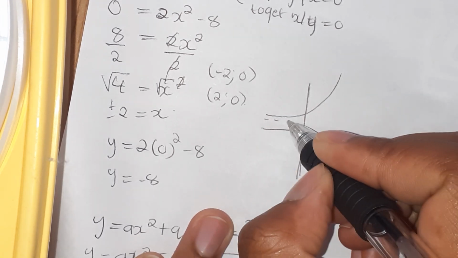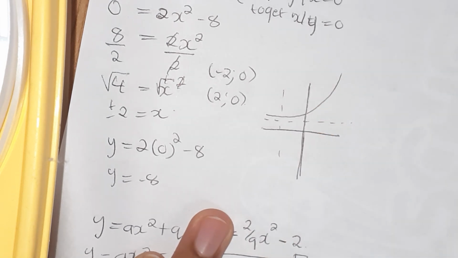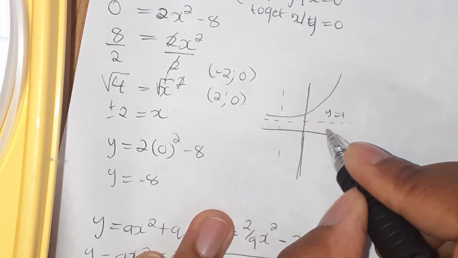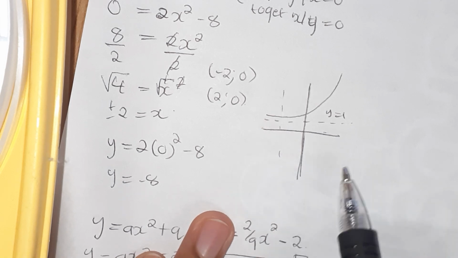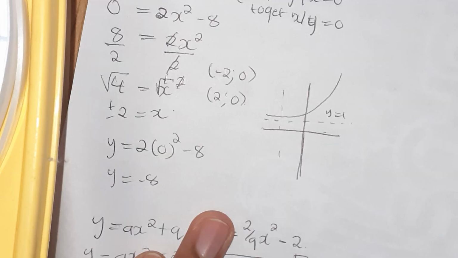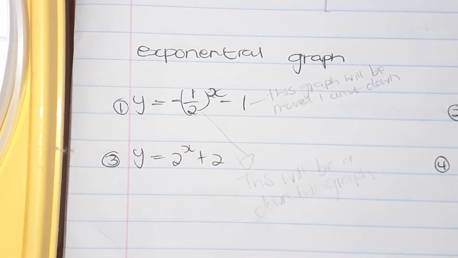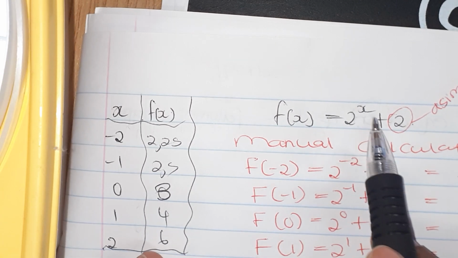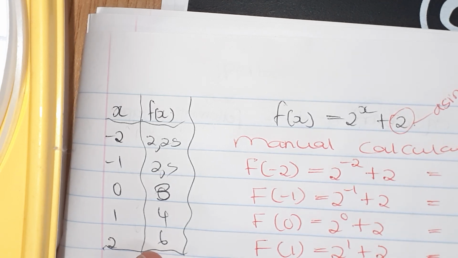And if you see dotted lines like this or like this, that is an asymptote. So if you are having it like this, that means y equals 1. If it's on 1 or it's 2, just know that these things are asymptotes. If you see lines, that is an asymptote. Anything to the power of x you see, you know that you're dealing with an exponential graph. So just like here, 2 to the power of x plus 2, this is an asymptote line.